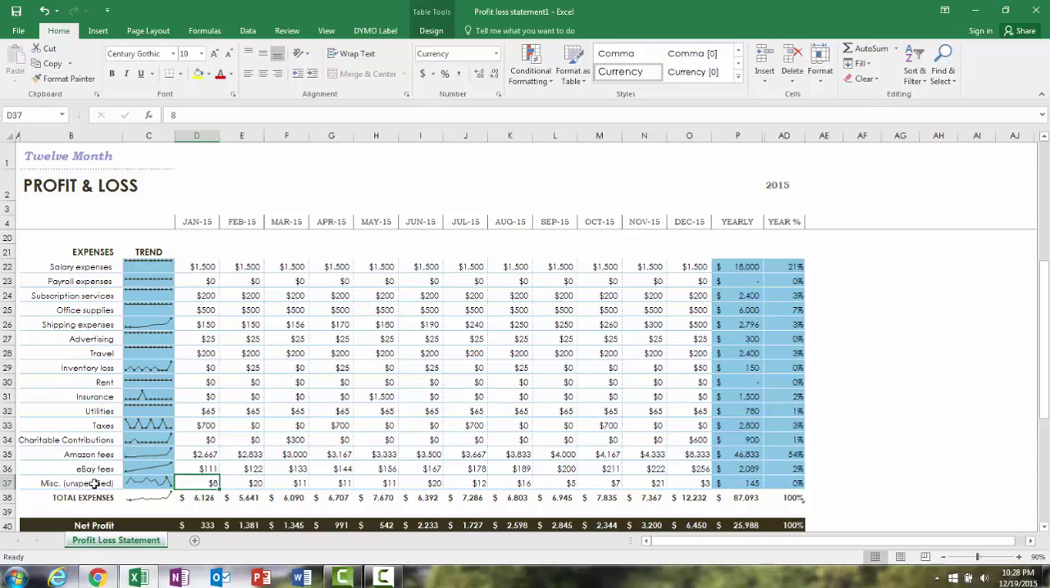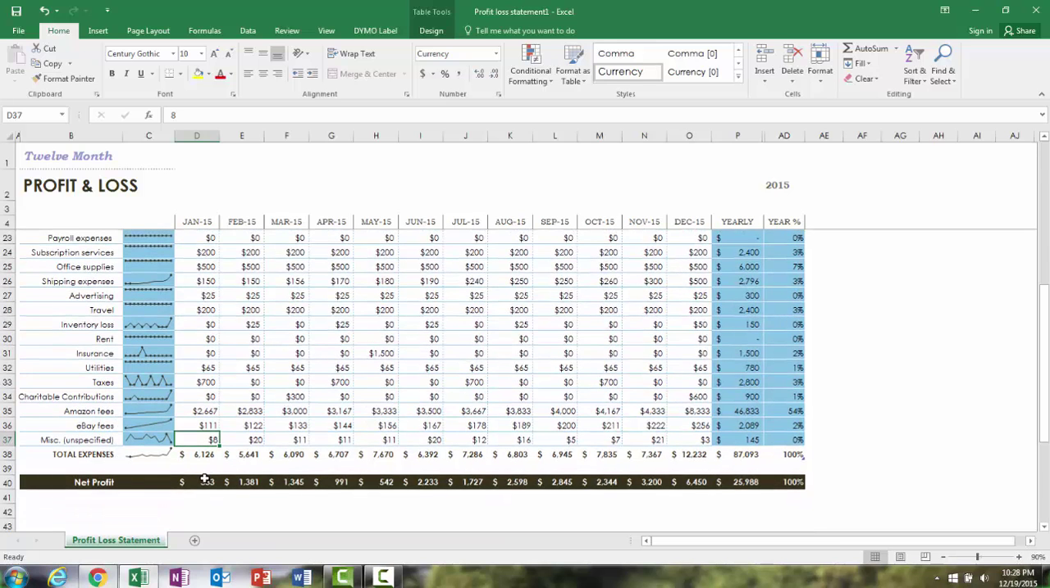This was actually just a line left on there from the generic P&L report I pulled up, and I just didn't take it off. You're going to have miscellaneous expenses anyway. This could be it. It could be twice this, 10 times that. It doesn't matter. But you're going to have some unclassified expenses.